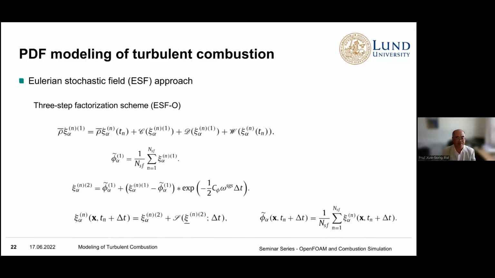So a typical solution method for the ESF is the so-called 3-step fractional step scheme, which solves the convection, diffusion, and Wiener terms first to get the nth fraction, the first fractional step. And then one computes the mean variable for the first step using this. Then in the second step, one integrates the micromixing term, and in the third step, one integrates the chemical reaction term. So finally, one can compute the new time step thermodynamic variables using this ensemble average.